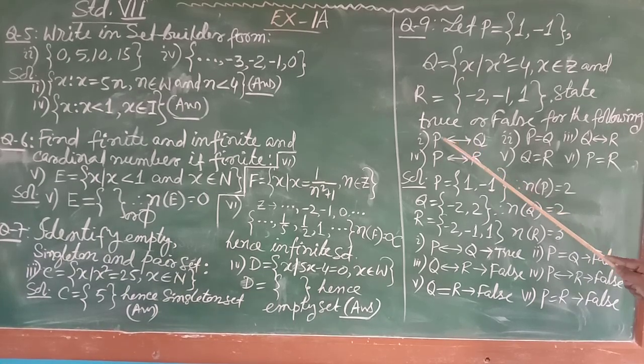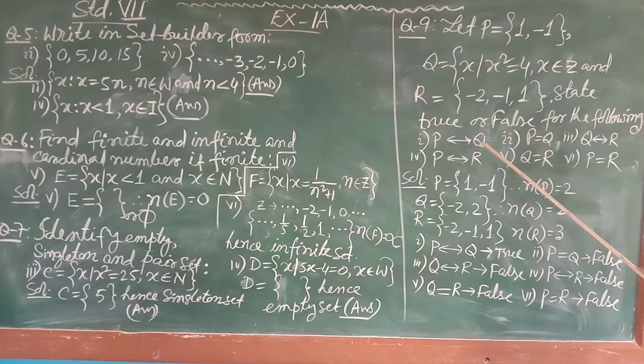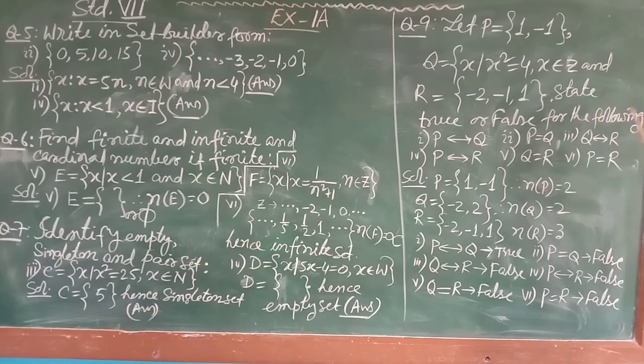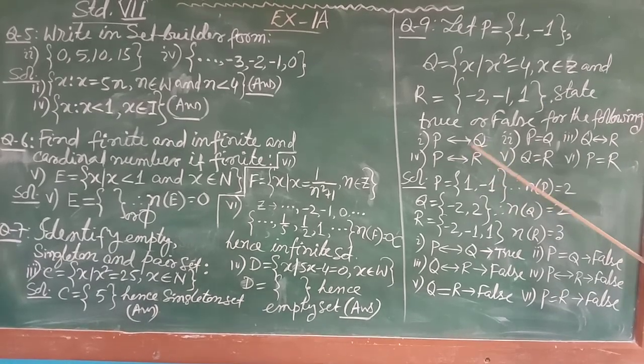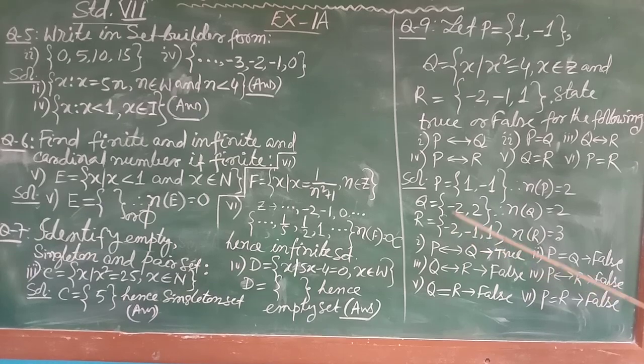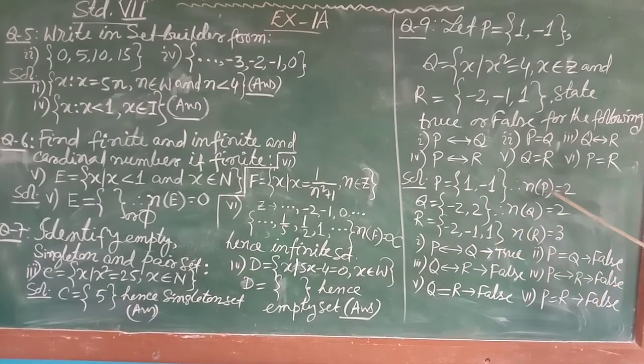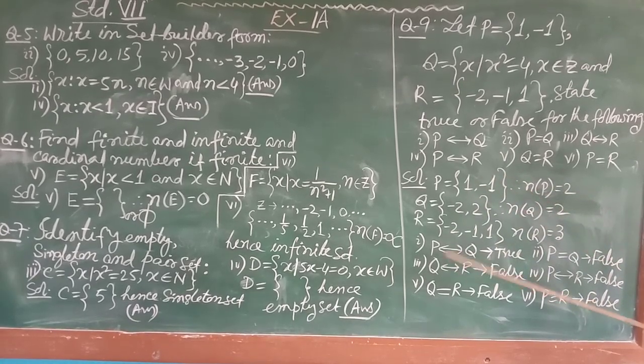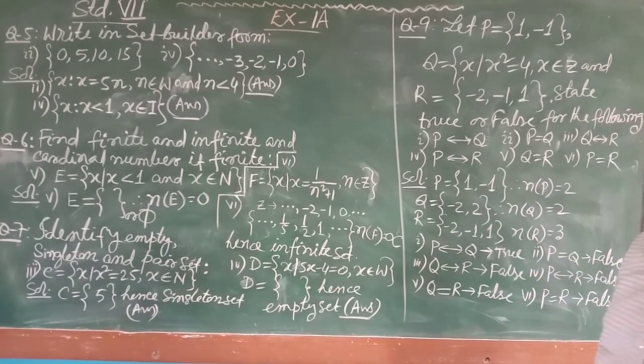This is the equivalent sign. It indicates that the P set is equivalent to the Q set. Is P set equivalent to Q set? Then it will be true. If not, it will be false. P has cardinal number 2, two elements, and Q also has 2 elements. If cardinal numbers are the same, they are said to be equivalent sets, not equal sets. So this equivalent sign statement is true.